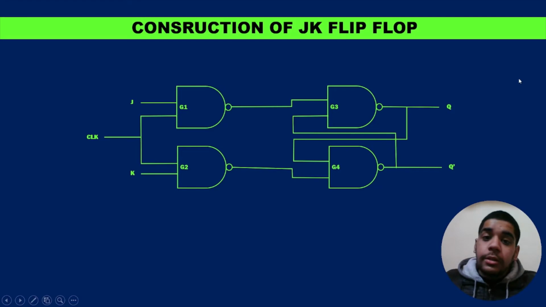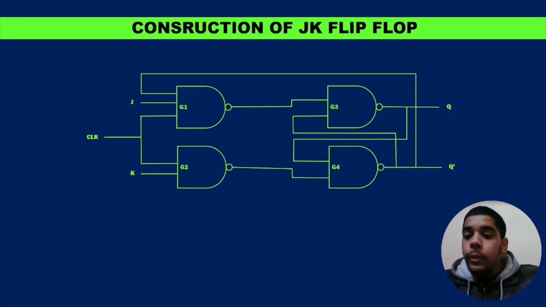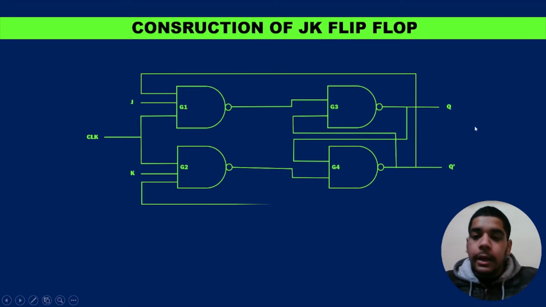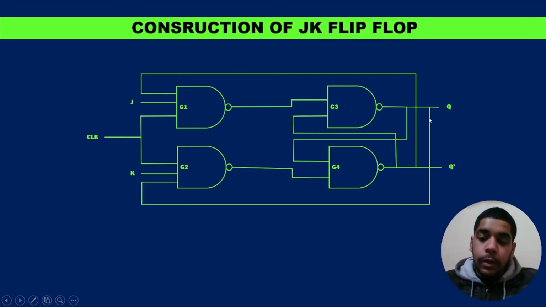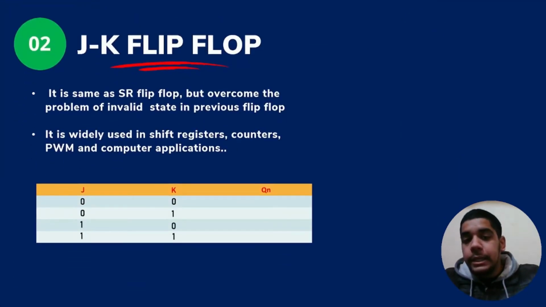The last thing that makes the SR flip-flop different from the JK flip-flop is this: we give an extra input to G1, which is the output of G4, meaning G4 is giving its output as feedback to G1, and similarly G3 gives its output as feedback to G2. So the third input of G1 and G2 is the difference between the SR and JK flip-flop construction. It's so very easy, I think you have understood. So let's get started on the next screen.